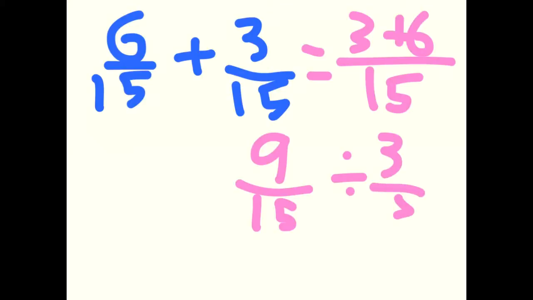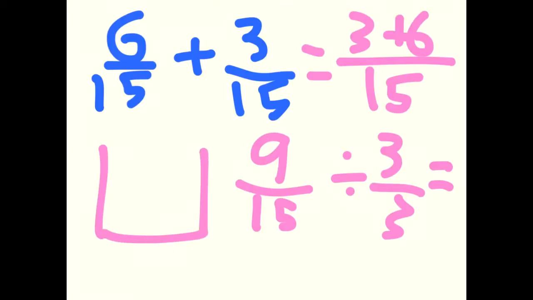We can simplify it. 3 over 3, which equals, I'm just going to put it over here because I don't have any more room, which equals 3/5.